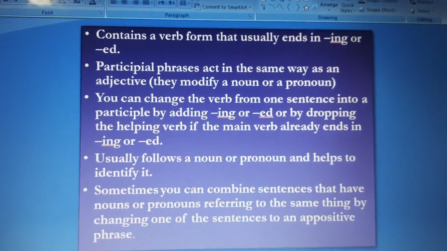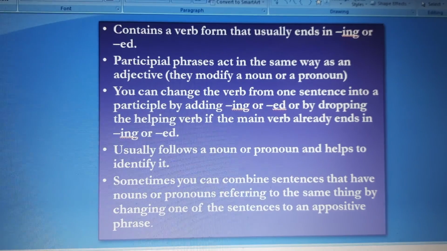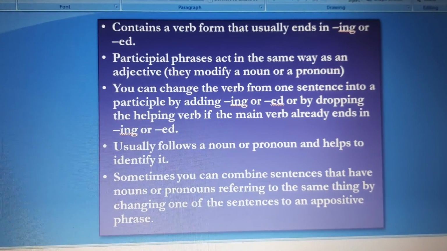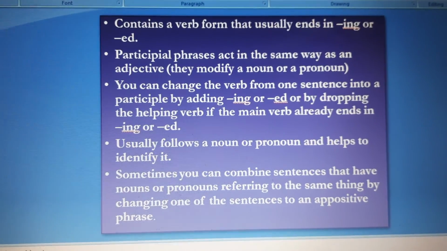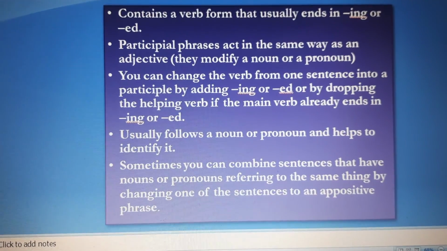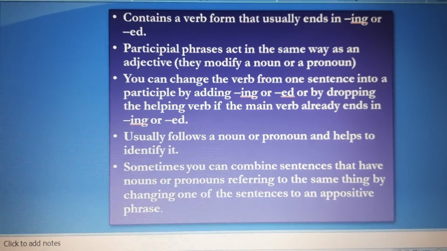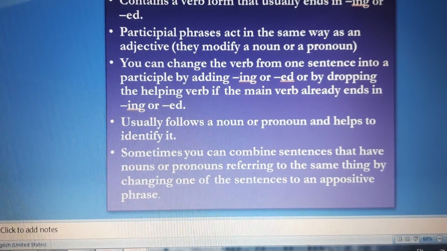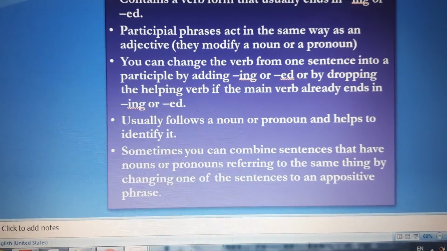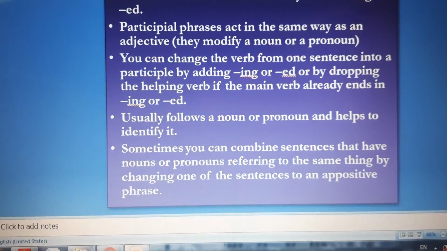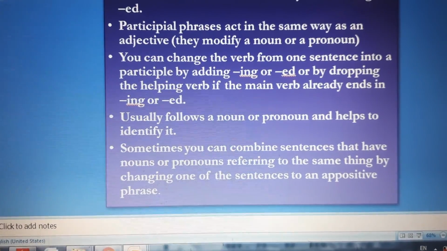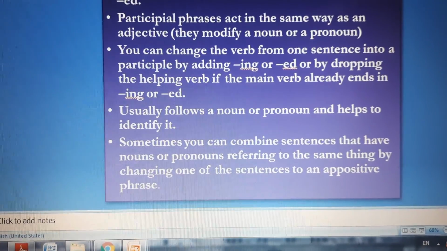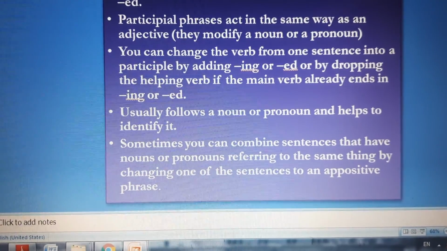A participle phrase contains a verb form that usually ends in ing or ed. Participle phrases act in the same way as an adjective. They modify a noun or a pronoun. You can change the verb from one sentence into a participle by adding ing or ed, or by dropping the helping verb if the main verb already ends in ing or ed. It usually follows a noun or pronoun and helps to identify it, okay?